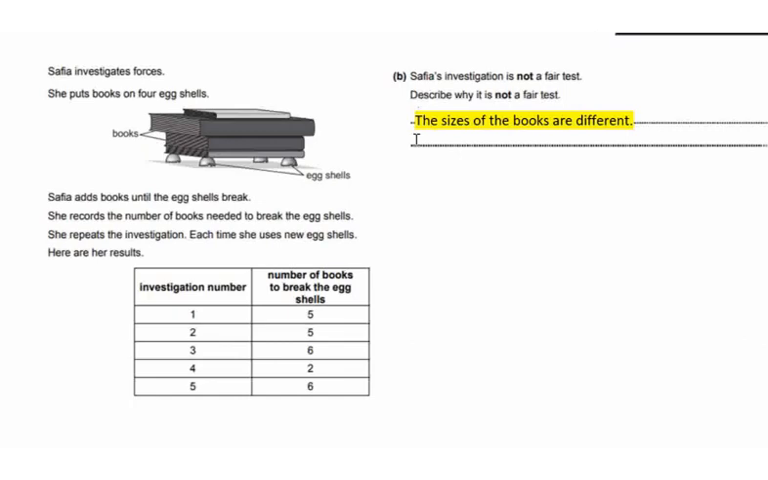Question B. Safia investigates forces. She puts books on eggshells. In B, Safia's investigation is not a fair test. Describe why it is not a fair test. The answer for this may vary. One of the answers is the sizes of the books are different. Or you can answer that each time she uses new eggshells. So it will not be a fair test.